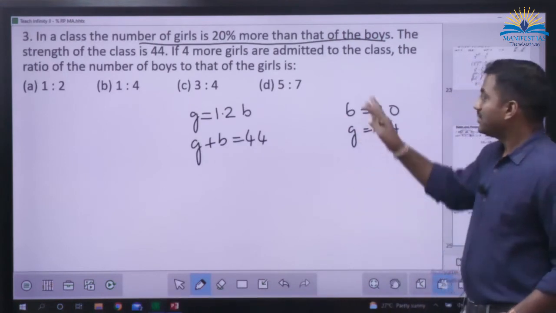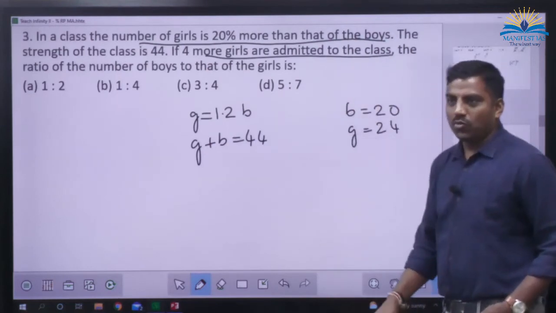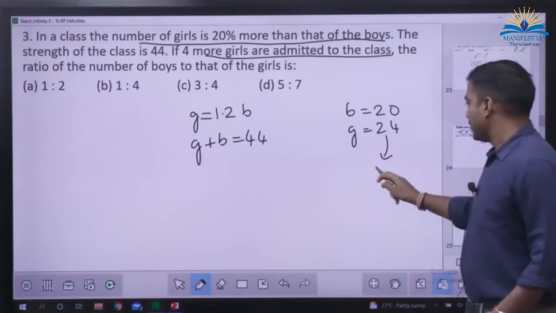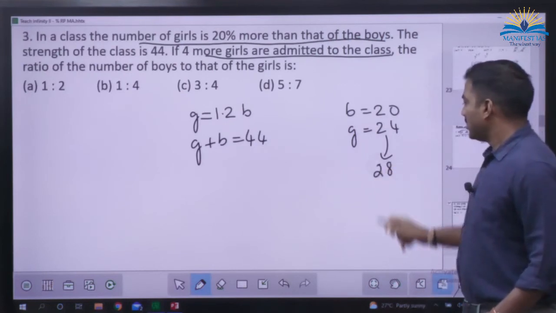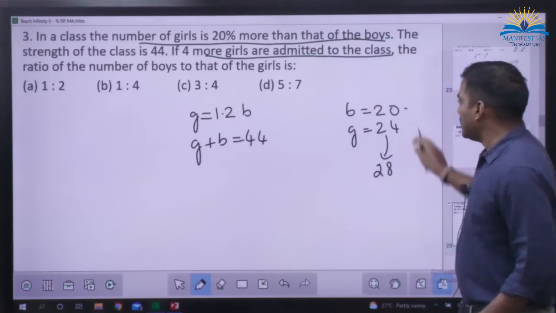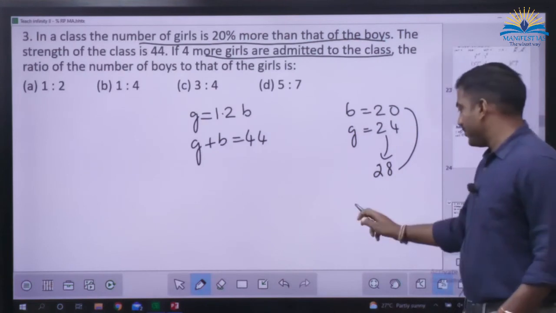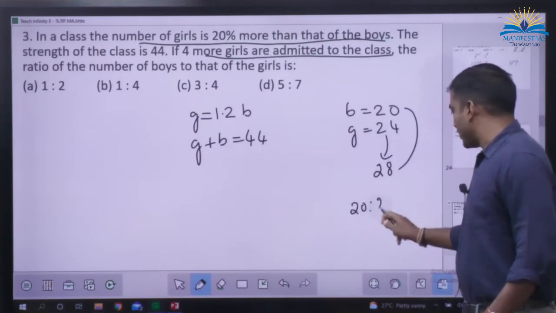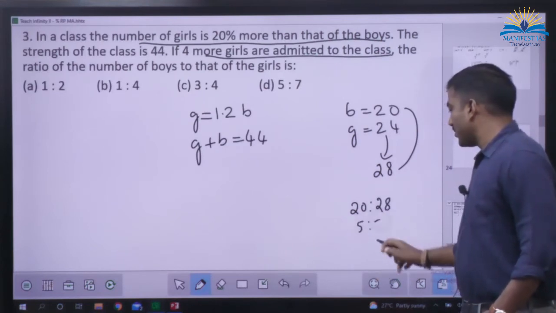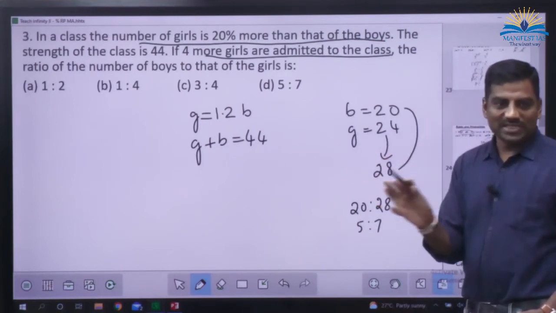Now, if 4 more girls are admitted to the class, what will it become? This is simple, no? Now, what is the new ratio of boys to girls? 20 is to 28. Correct? 4 5s are 20, 4 7s are 28. Done.